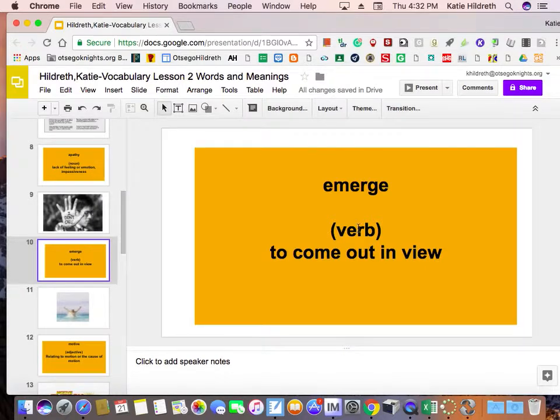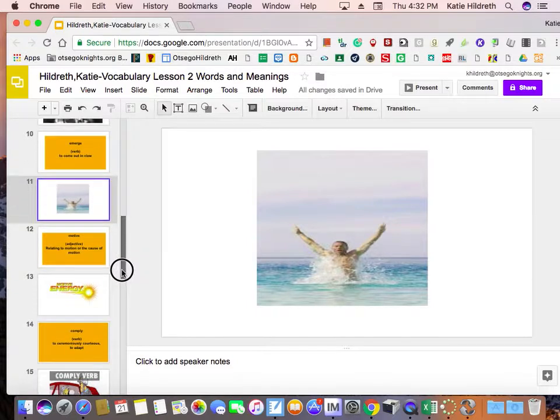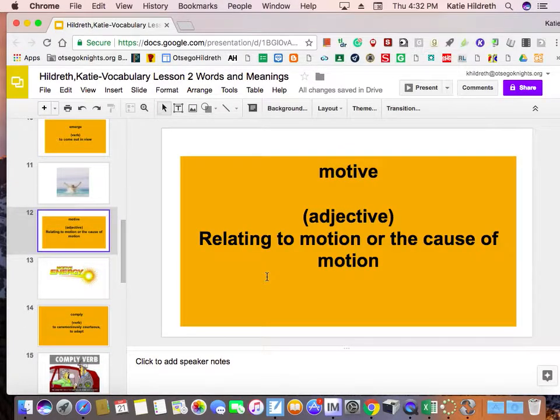Remember, verbs are action words as well as words that describe. And in this case, emerge is an action verb. Okay, you can demonstrate coming into view. Like the man in the picture, he's coming out of the water. Or like the groundhog will emerge from his hole and show his shadow or not. Our next word is motive, and it's an adjective relating to motion or the cause of motion.